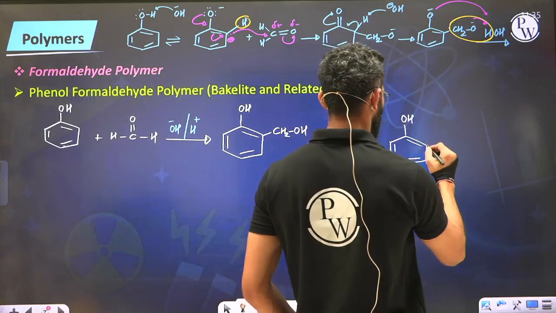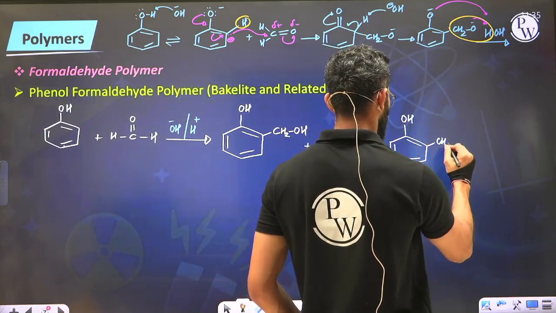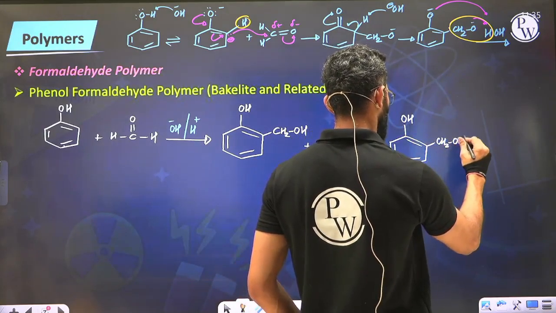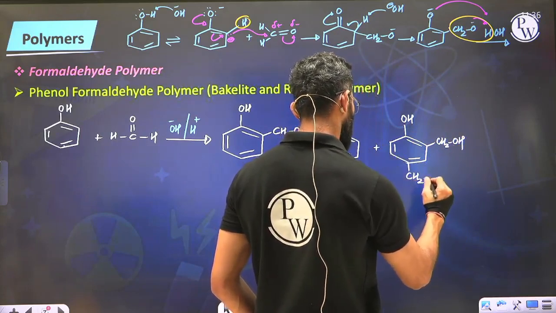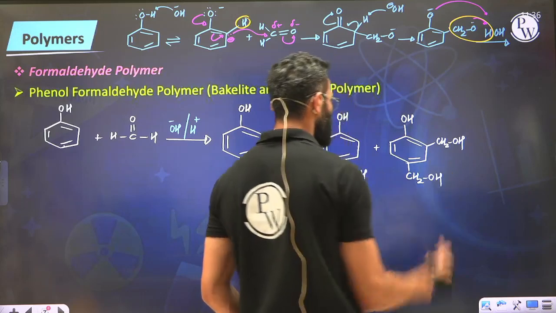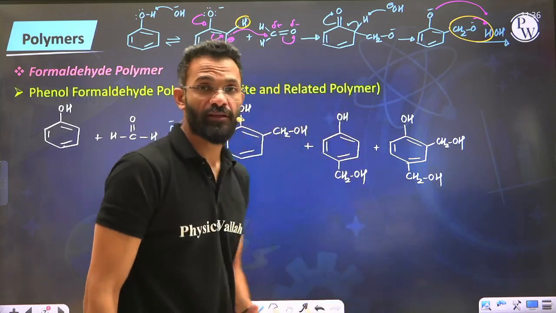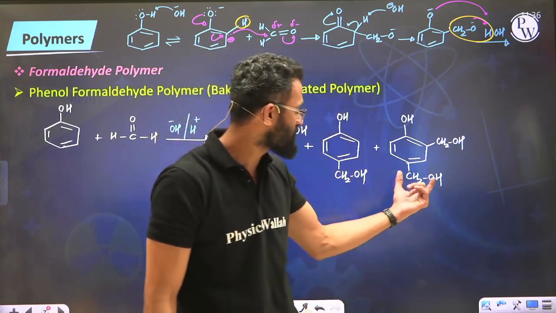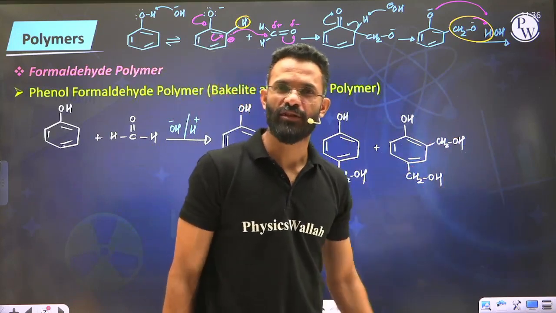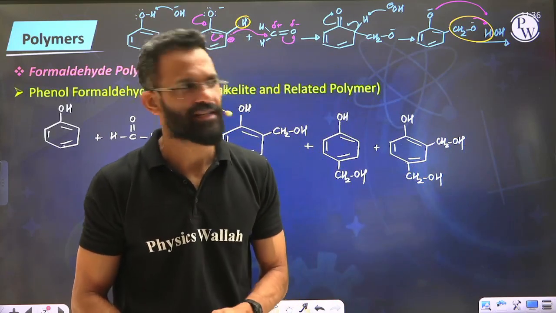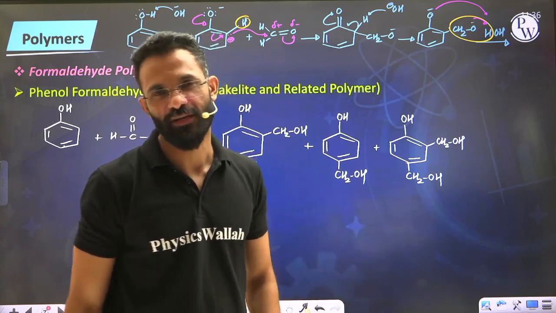OH and hydroxymethyl at both the positions. Of course, theoretically, we can also consider hydroxymethyl substituting at second, fourth, as well as sixth position. But that's going to be too sterically crowded a product, so the yield is going to be negligible. So we are not including that here.